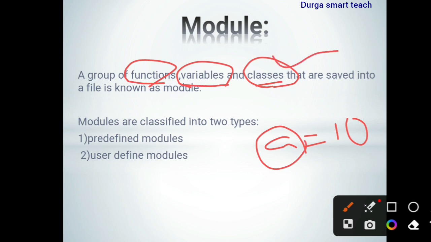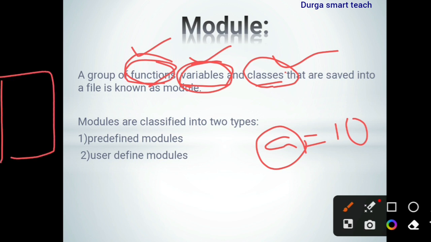Next one, class. A class is a blueprint which is a collection of variables as well as functions. Okay, so one module, one file, contains all the functions and variables as well as classes. So this file is known as a module.